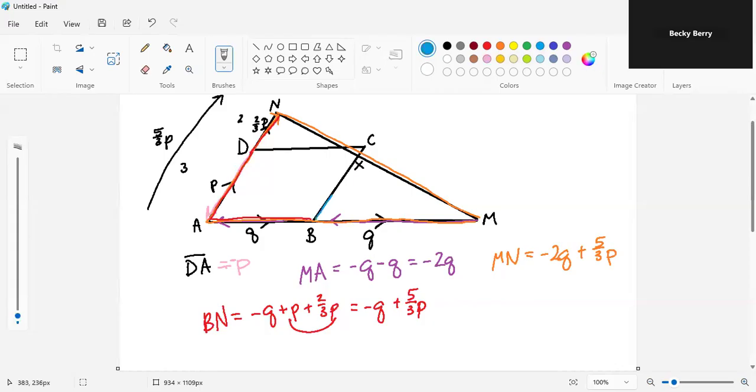What about BC? We don't have a vector here, but this was a parallelogram, ABCD. That means that AD is parallel to BC. It's the same direction, and it's going to be the same length as AD. So we can take the vector P and just move it to a different location. It's the same direction and the same magnitude. So BC is also the vector P.